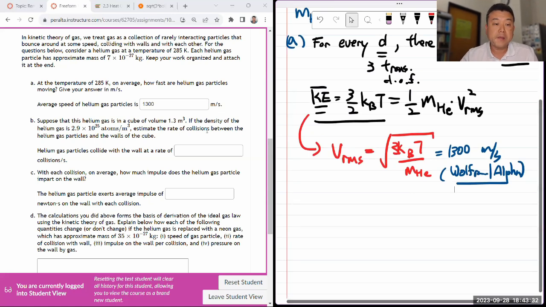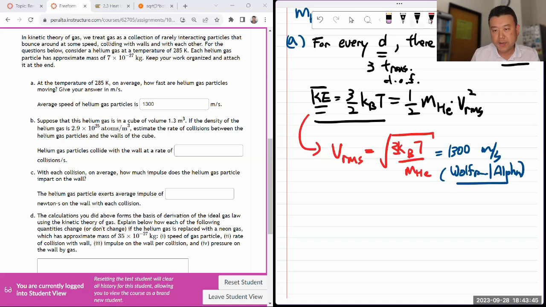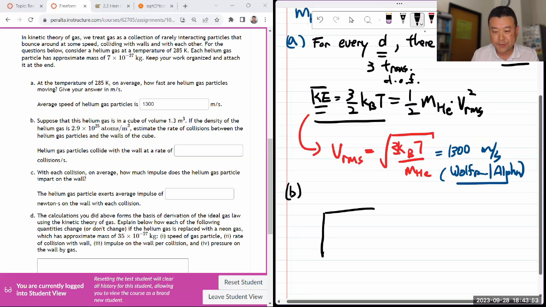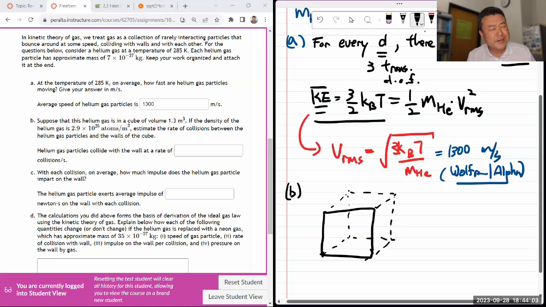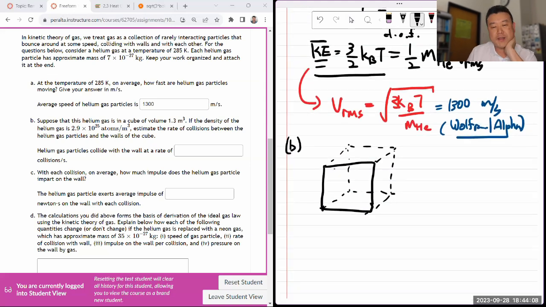It's just a calculator. Suppose that this helium gas is in the volume of that. If the density of the helium gas is that, estimate the rate of collisions between the... Yeah, so if you recall my kinetic theory of gases lecture, that might help you. Otherwise, you'll have to try to reproduce the argument within this timed assessment time limit, which can be challenging. But do your best. I certainly don't recommend watching the lecture during the timed assessment because there won't be enough time.